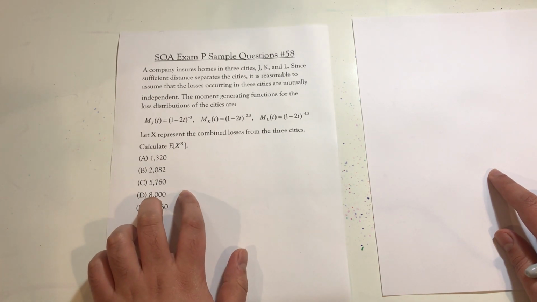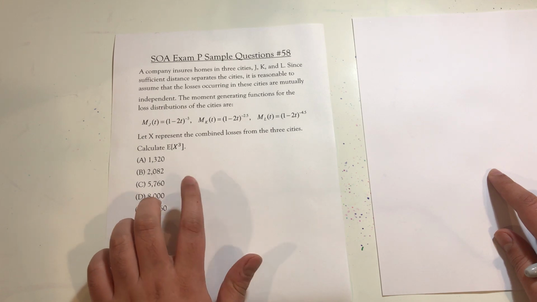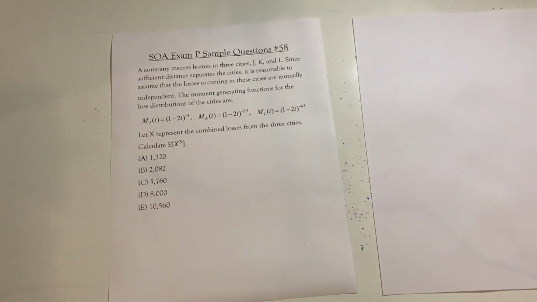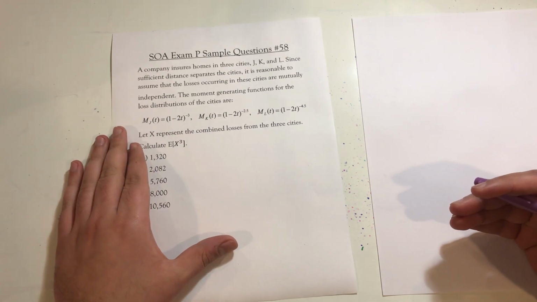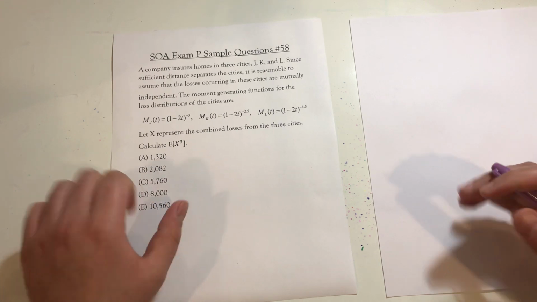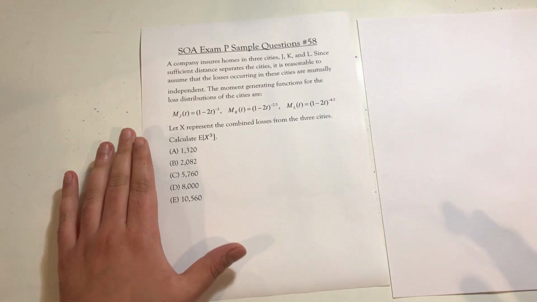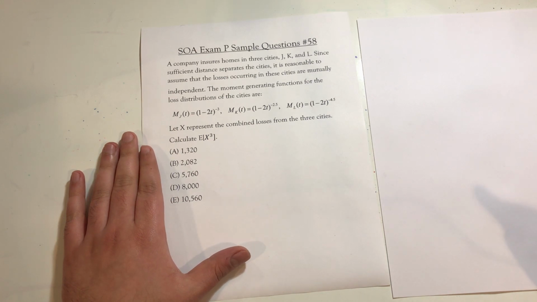Let X represent the combined losses from the 3 cities. Calculate the expected value E of X to the third. Okay, so this question is testing you on a couple of different things, mainly to do with moment generating functions. What is it testing you on? Well, this last line, asking us to calculate E of X to the third, the third moment of X.